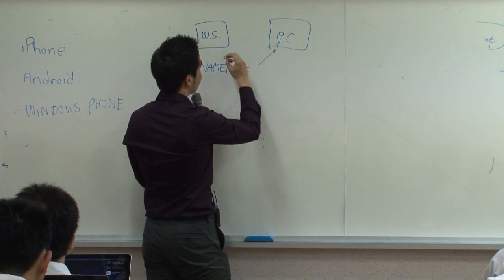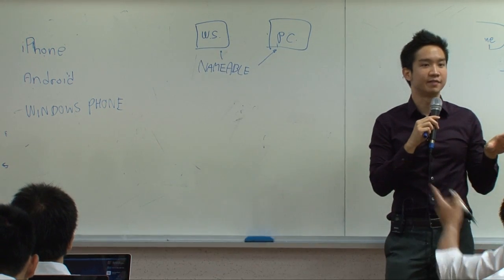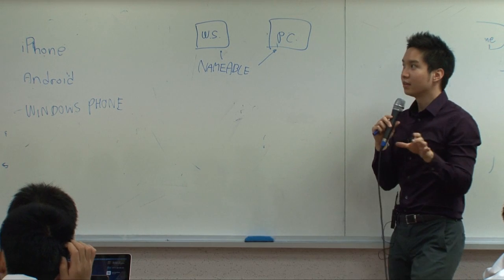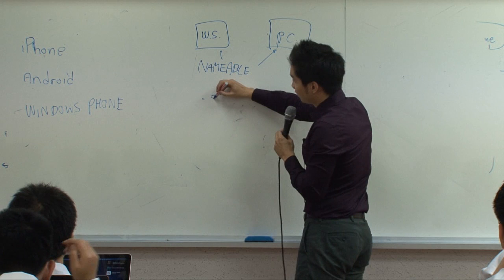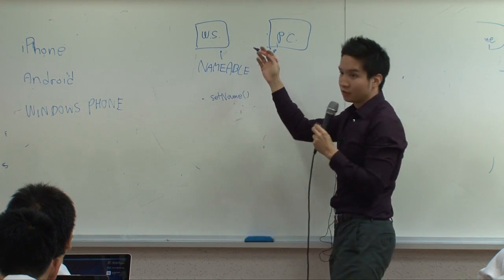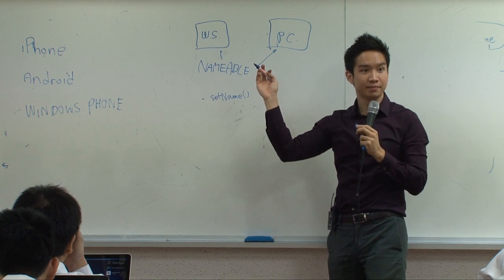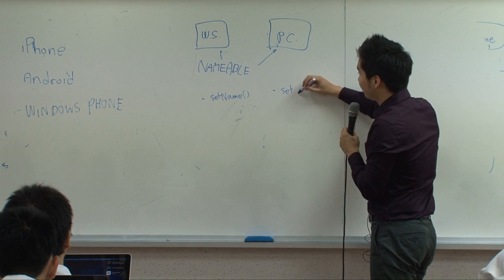I want both of these classes to be nameable. If we did not have the concept of interface, we might run into the problem where one developer might call the method on the workstation setName, whereas the other person might say set.